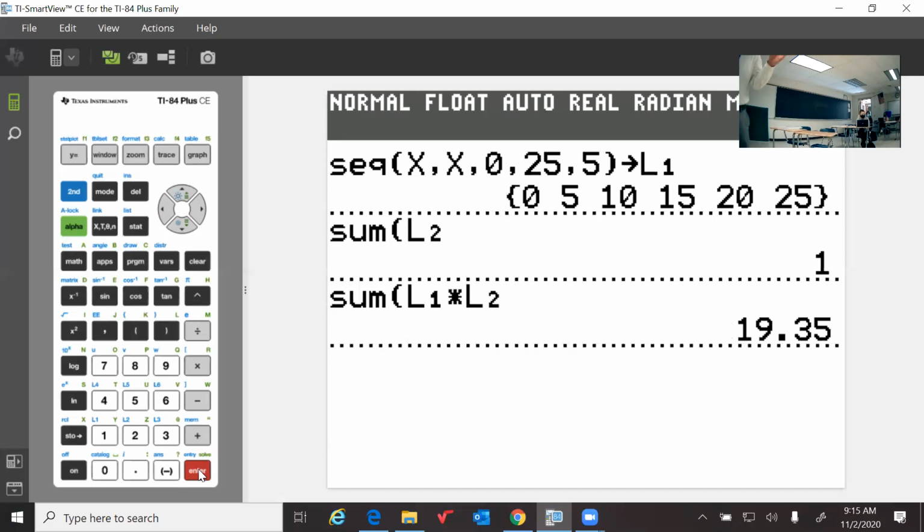And there's the amount, which in the textbook, if you look at problem 11, the mean is $19.35. That's how they got that. That's one way of getting it. Or we could do this.